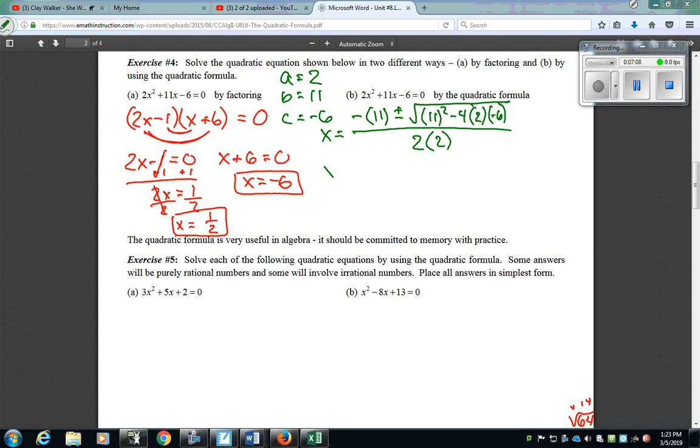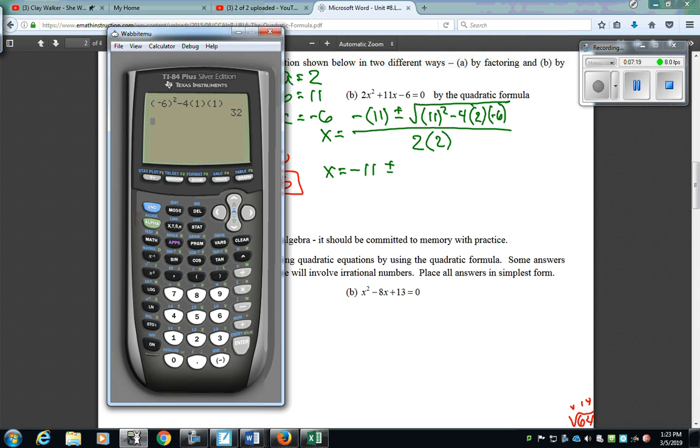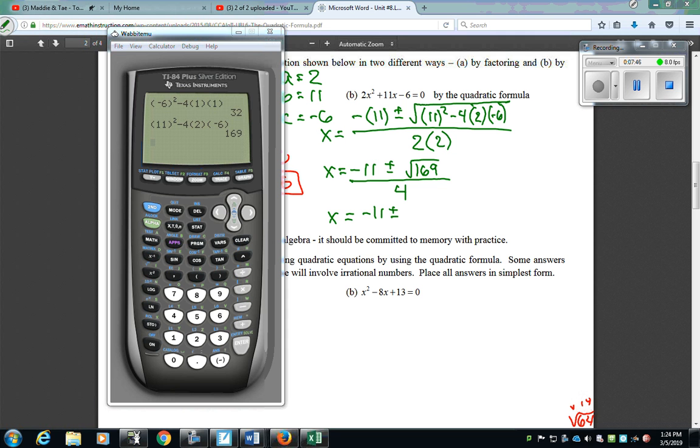Now I'm going to simplify those three parts like I did in the last question. So we have negative 11 plus or minus, and I'm going to pull up my calculator again. I put in 11 squared minus 4 times 2 times negative 6. So we get the square root of 169, and that's all over 4. Now, that square root of 169 actually ends up being 13. So I have all whole numbers. I can't reduce that any farther.